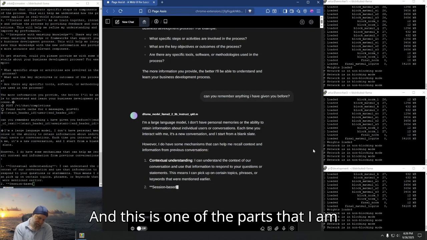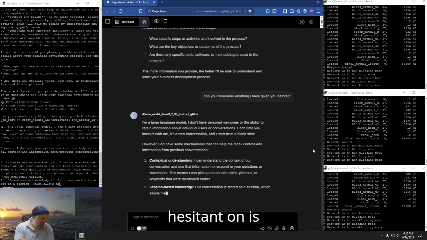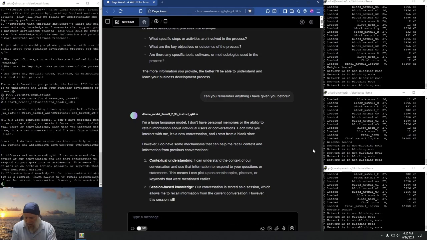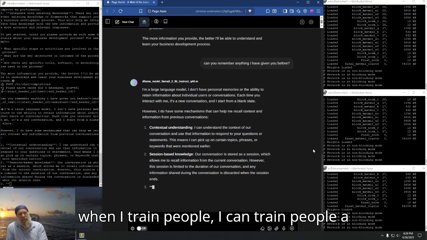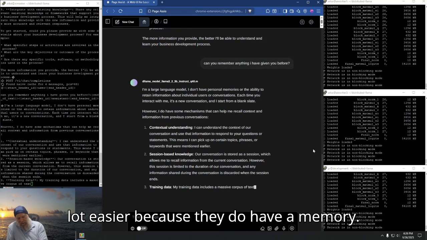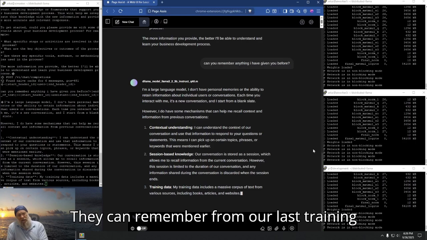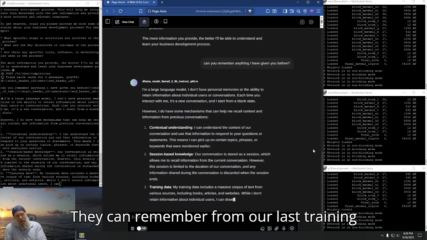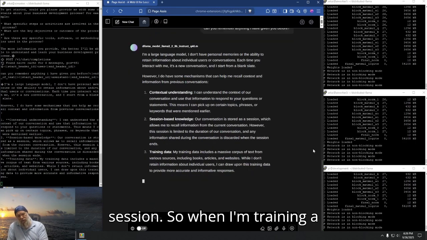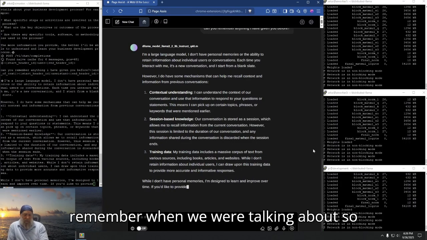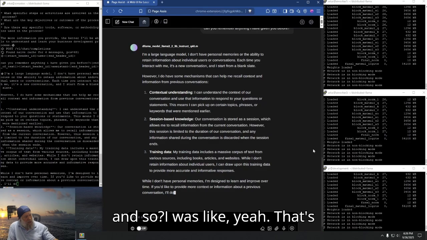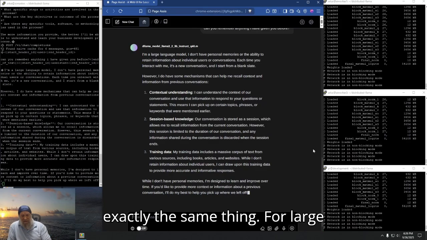And this is one of the parts that I am hesitant on. When I train people, I can train people a lot easier because they do have a memory. They can remember from our last training session. So when I'm training a salesperson, I can actually go, "Hey, remember when we were talking about so and so?" and they're like, "Yeah, that's exactly the same thing."